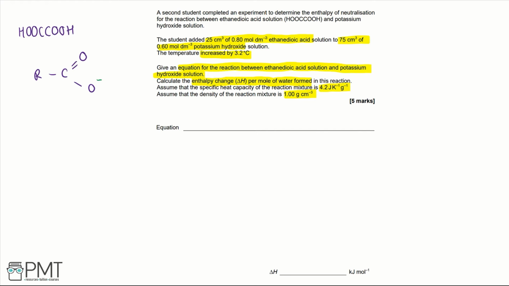So writing our equation, we've got HOOCCOOH, which is our ethane dioic acid solution, plus potassium hydroxide, and then we're going to produce 2 carboxylate ions, either end of our ethane dioic acid. So that's OOCCOO, and that's going to be ionically bonded to potassium, but we need 2 potassiums because we need 1 for each end. And then we're also going to produce water, but we need to balance this equation. We need 2 potassium hydroxides and we need 2 waters. So this is the first bit of the question done.